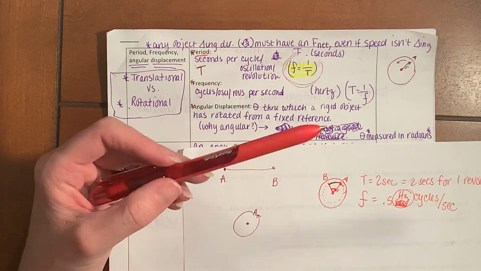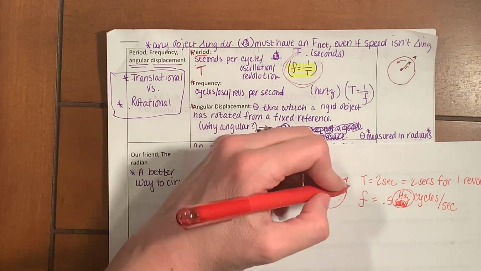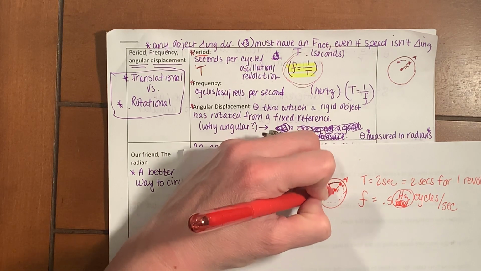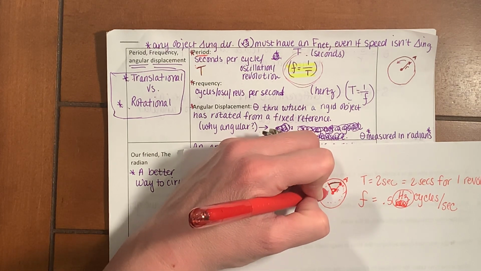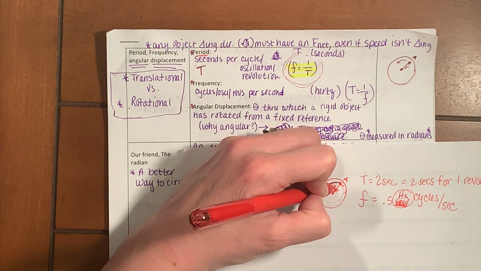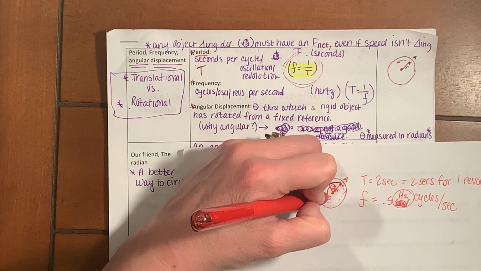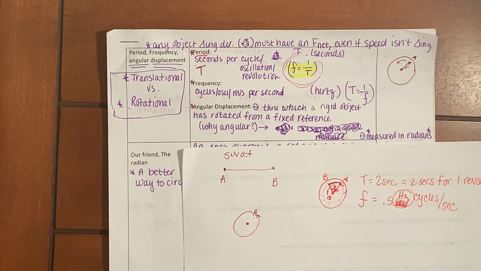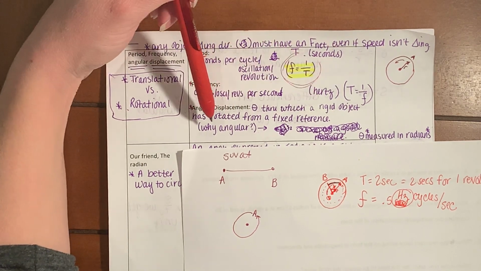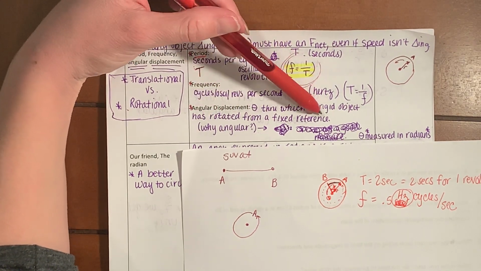When we did linear, displacement was measured from a fixed reference point, but because circular is moving and we're in different locations, we're measuring it as the angle, because the only thing that stays the same between point A and point B, regardless of where the bug is. Now notice the radius changes as well, because you bring them in closer, but that angle is pretty consistent through that entire measurement. So we say that it's the angle through which a rigid object has rotated from a fixed reference point.